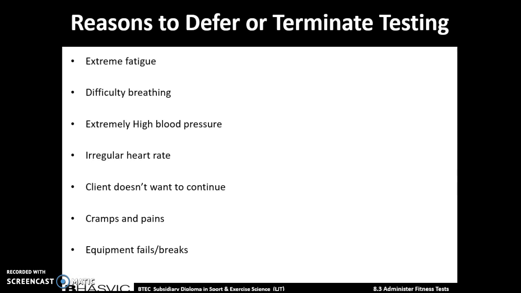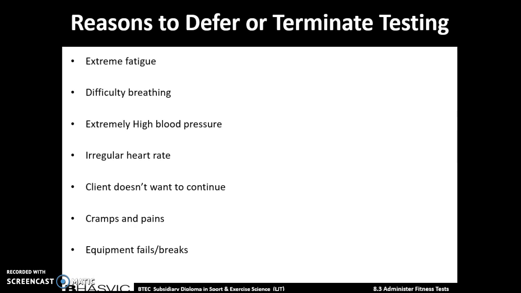If they've got extreme fatigue for any of these tests, it's evident that they are not fit enough, or they've got a problem. So difficulty breathing, extremely high blood pressure. So if it's a test that requires a high blood pressure reading and his blood pressure is extremely high, then the test will be stopped and he might be deferred to a hospital or deferred to a doctor, because high blood pressure is quite a serious case.